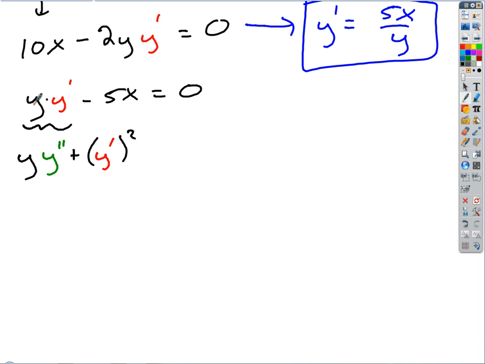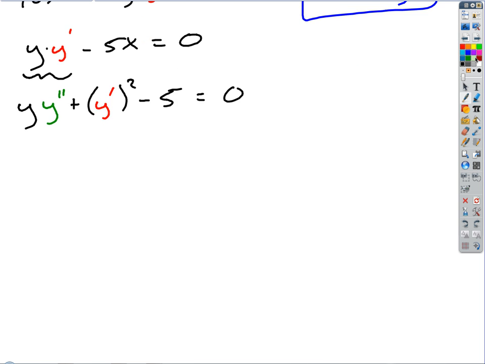Prime squared, okay, good. Now this is 5 minus 5 equals 0. So then if I solve for, we already got y prime up here, right? Now if I want to solve for y double prime, isolate y double prime, I'm just gonna subtract all this stuff to the other side, right? And then divide by y.